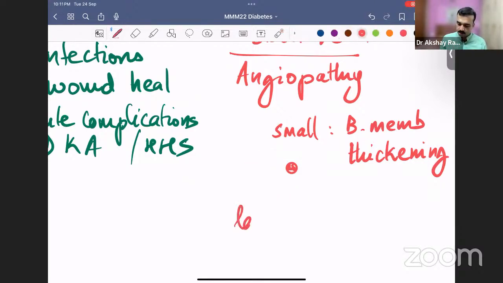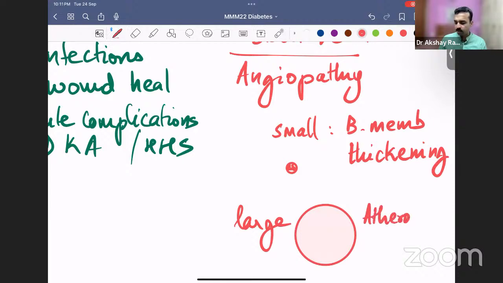What about large vessels? The problem is more complex actually. In one word, if you had to summarize, it is atherosclerosis. Diabetes mellitus is an atherosclerotic condition. Large vessels, it will produce atherosclerosis.